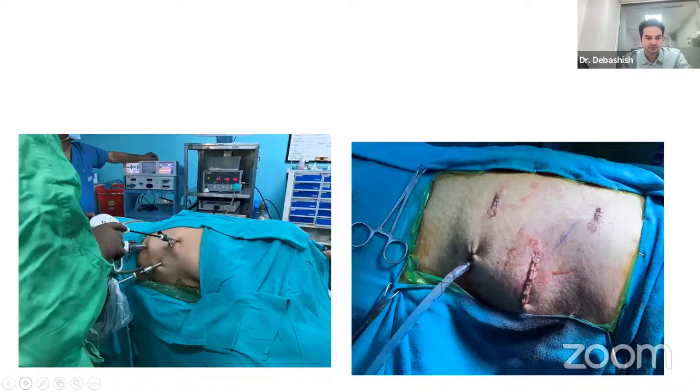This is another form that shows the multiportal approach, where we are using multiple trocar sites, and that was the outcome. The larger incision was the utility that was used for the removal of the tumor.